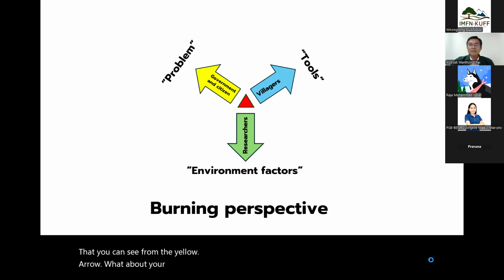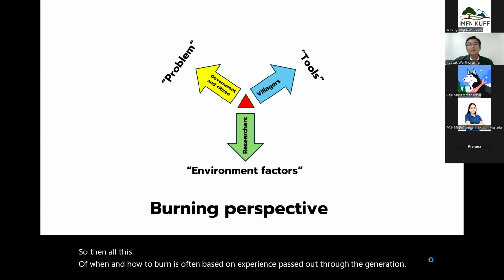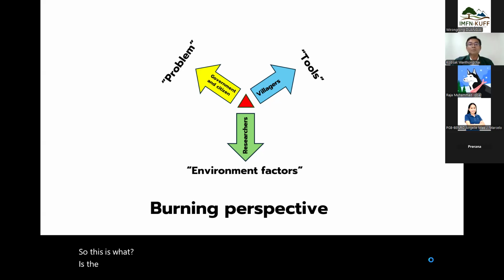What about the top right, the blue arrow? The blue arrow represents the villagers and the farmers. This is the tools perspective. For local villagers and farmers, especially those practicing traditional agriculture, fire is a tool used for land preparation, for weed control, and sometimes for promotion of non-timber forest products like mushrooms. Their knowledge of when and how to burn is often based on experience passed down through generations. So this is the perspective of the villagers and the farmers.